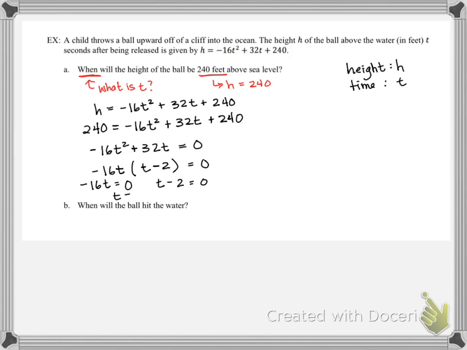And we get t equals 0 and t equals 2. What does that mean? What did I just find out? So it'll be 2 feet above sea level. Oh, no, 2 seconds, it'll be 240 feet. What's the 0 mean? You sure? No.